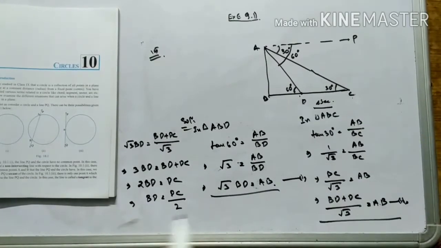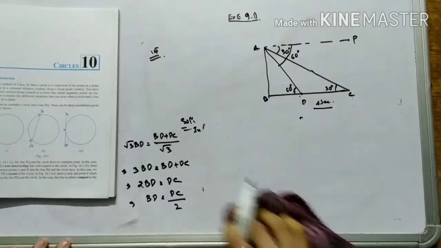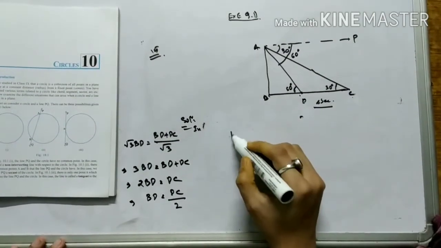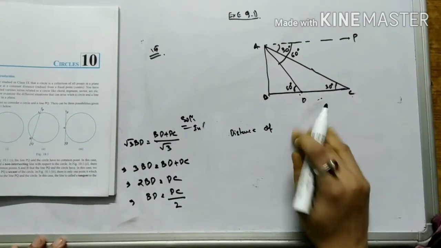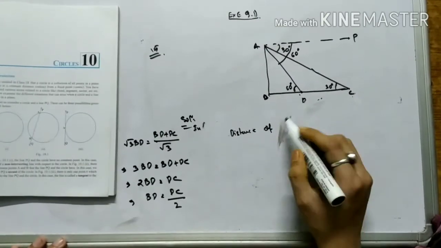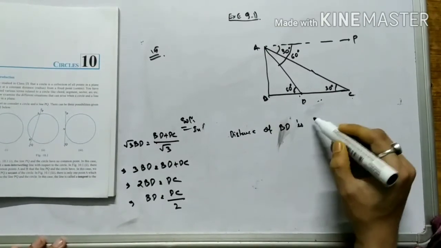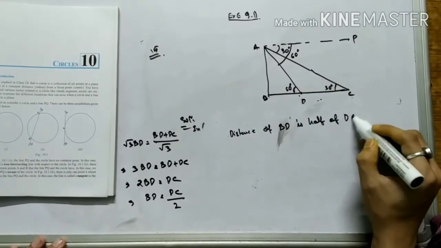So therefore, last line I can write: since I got that BD is equal to DC by 2, the distance of BD is half of the distance of DC.